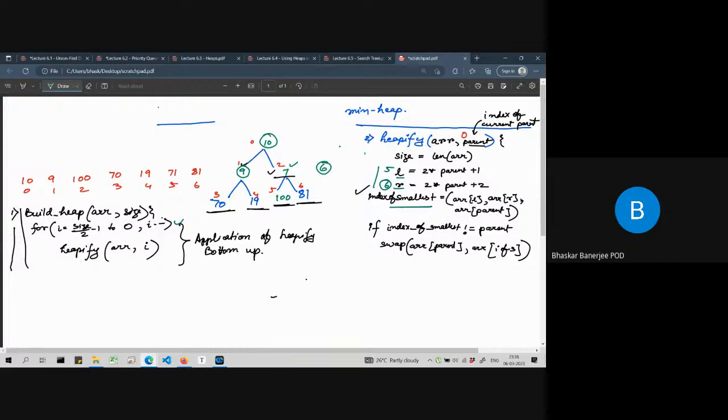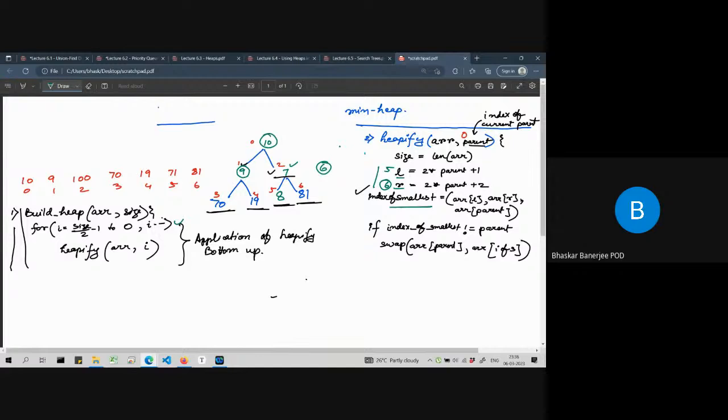If I do that, then correct. If I do that 8, then also it is holding the heap at the lower level. But if I move 9 over, swap 10, yeah, correct. Nice. So now take this example.